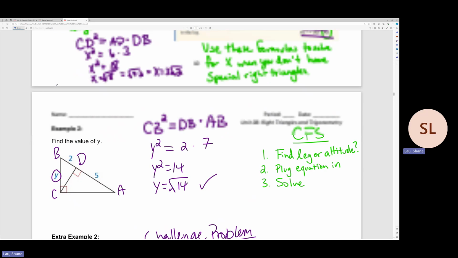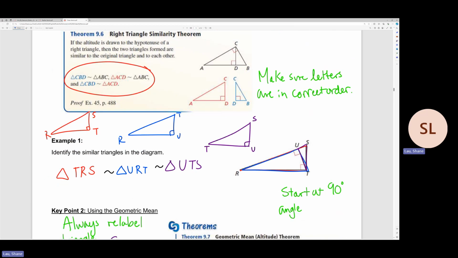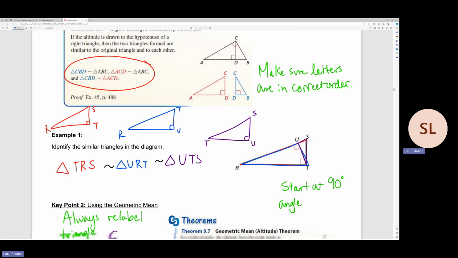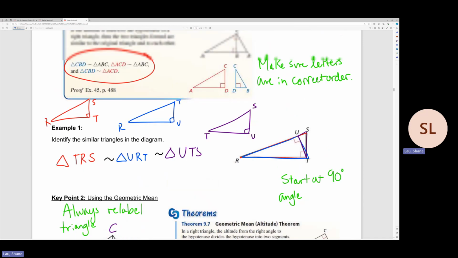But frankly, I don't want to record all this. But here it is, right? Kind of talking about all this stuff again. Let me just rehash everything that we already talked about. Key point one, this is where we're going to make sure that all of our triangles are oriented in the right way, make sure that all parts are correct. So you want to draw your three triangles, set them up similar to each other, and start at 90 degrees, it'll make things a little bit easier for you. That's our first key point and example.